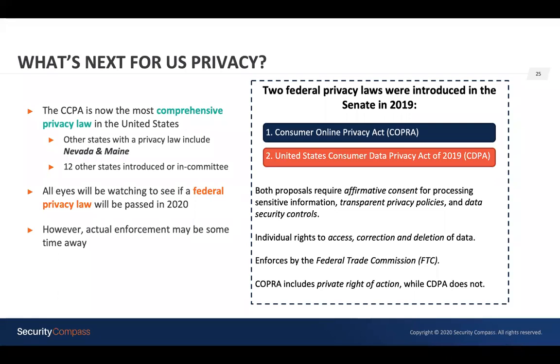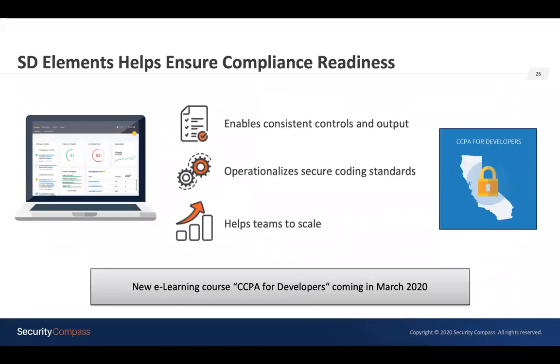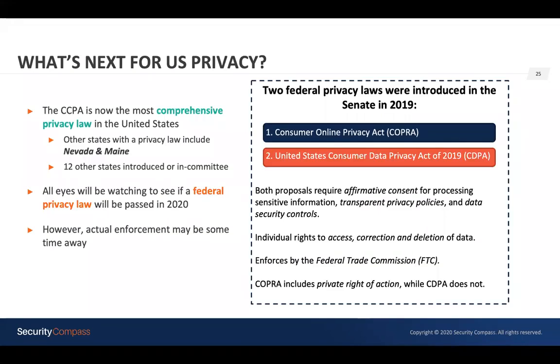And on the other side of the aisle is the US Consumer Data Privacy Act of 2019, or the CDPA, introduced by the Republicans. So both of these federal privacy proposals include many of the same privacy protections, and they will both be enforced by the Federal Trade Commission, or FTC. So some of the similarities between both COPRA and CDPA include, similarly to the GDPR, both bills will require affirmative consent from individuals before processing sensitive information. There are requirements of transparent privacy policies, reasonable data security controls, and privacy impact assessments. Both proposals also provide individual rights to access, correction, and deletion of data.